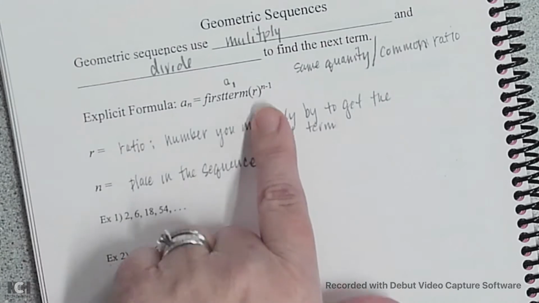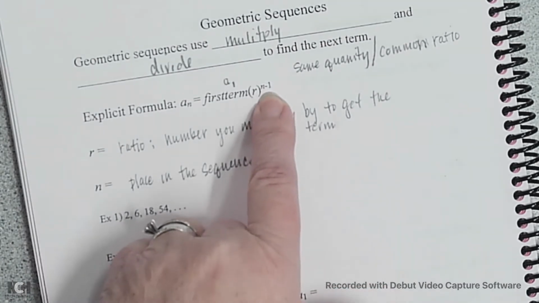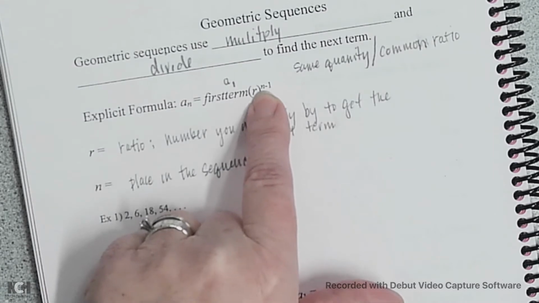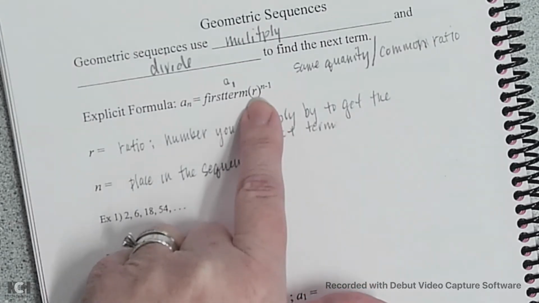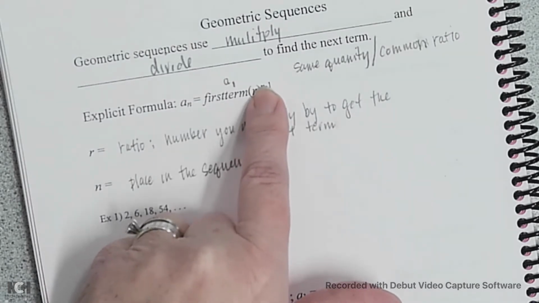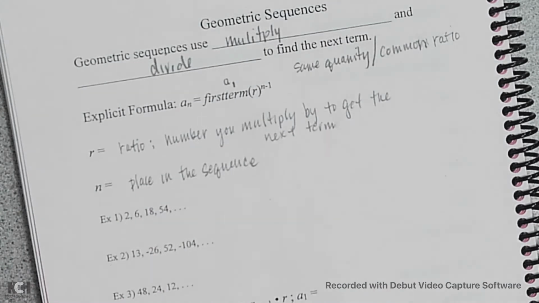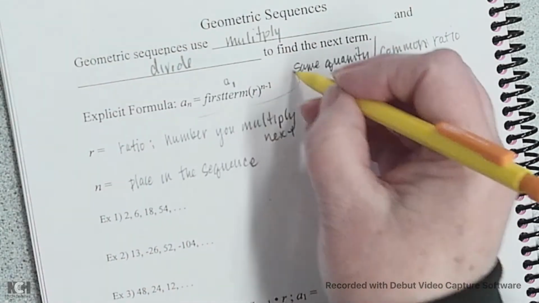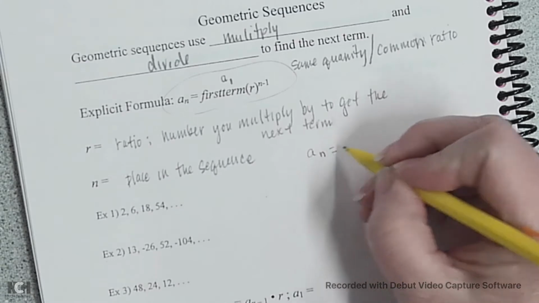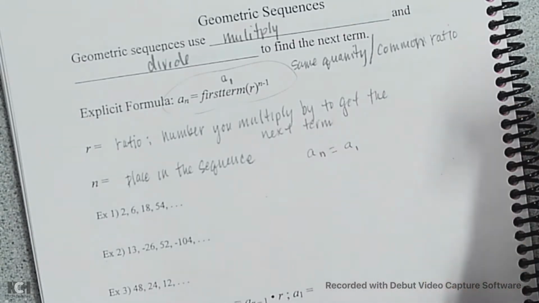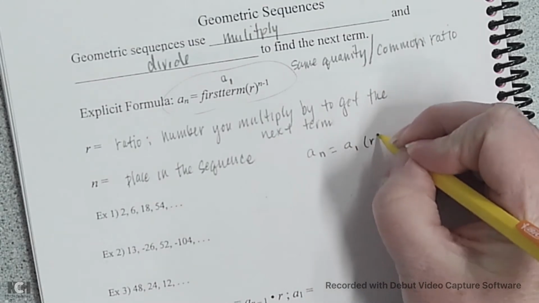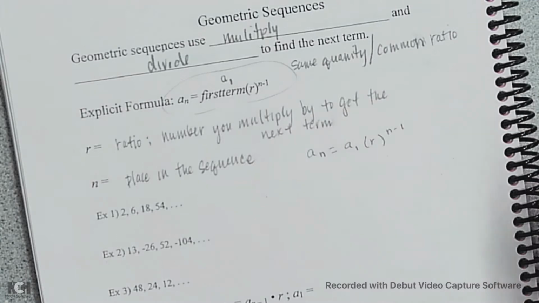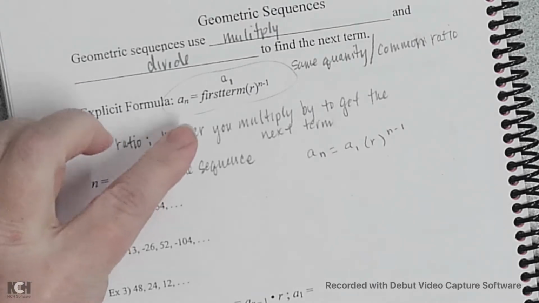When we say n minus 1 is the exponent, if the place is 3 in the sequence, then we take 3 minus 1, and that's what we would raise the ratio to, so we would square it. So it's just the place in the sequence. Let me rewrite this formula so you can see it better: a sub n equals a sub 1 times the ratio to the n minus 1. That is our explicit formula for a geometric sequence.